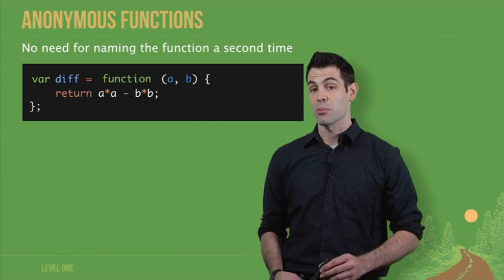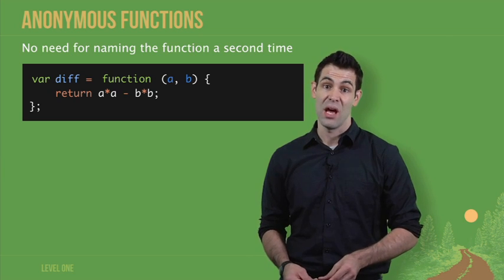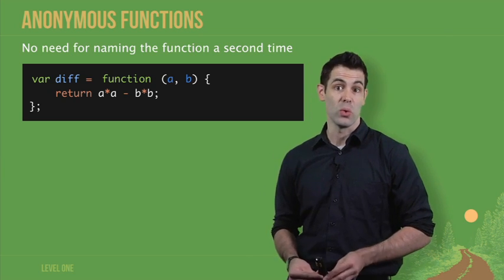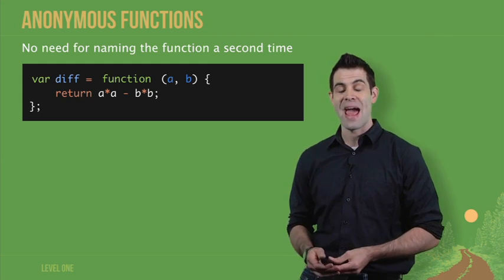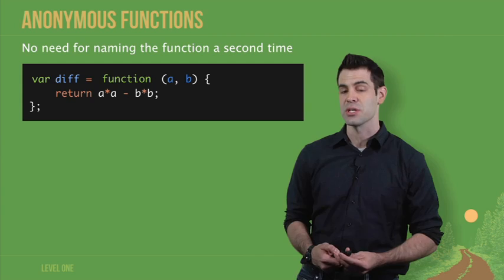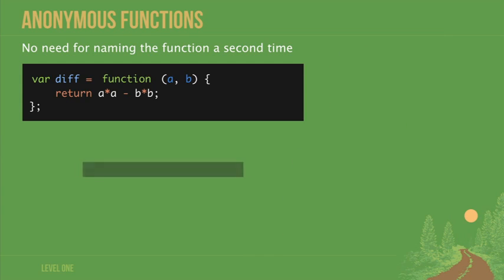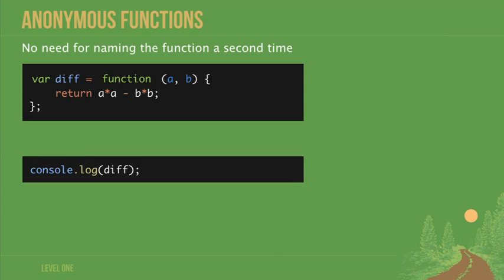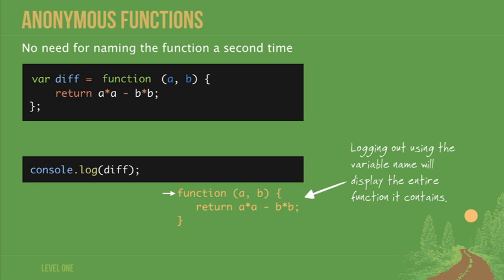That would give us 16 and 4, and when we subtract those, we get 12. Now in our previous JavaScript courses, we've been logging out tons of variables to see what they hold, to see what their contents are. What might happen if we did that with our new diff variable that holds a function? Well, as you might expect, you will get the actual function body returned as a result, so that you can always check the contents of a variable to see what function it is actually referring to.